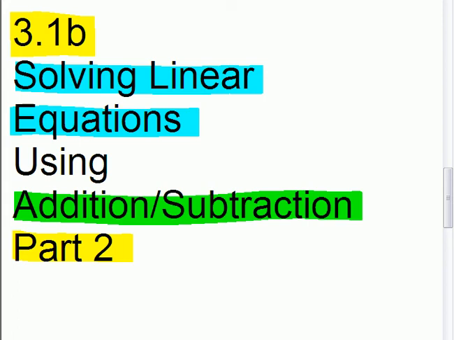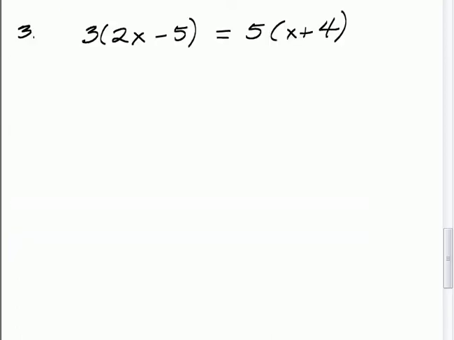Part 2 of solving linear equations using only addition and subtraction. Let's take a look at some more examples. All right, now we're getting kind of familiar with the ideas. The first step is always to take a look at each side separately and see if you can simplify that.